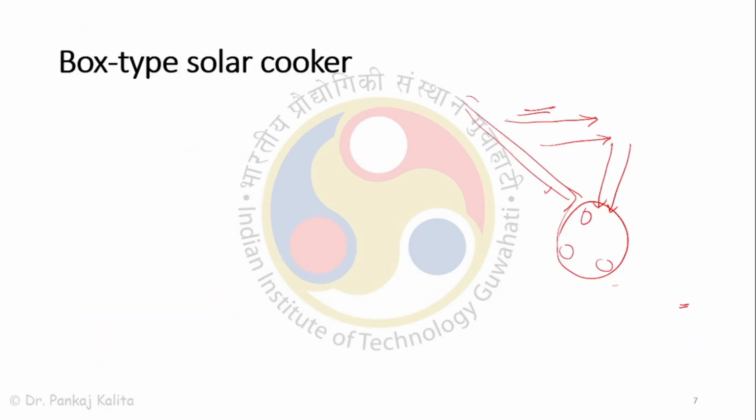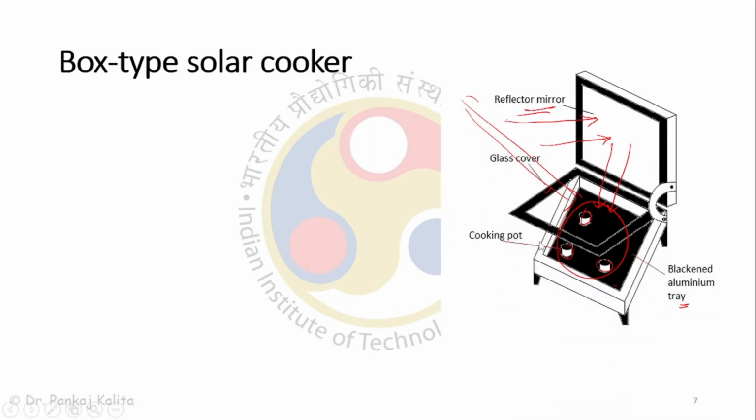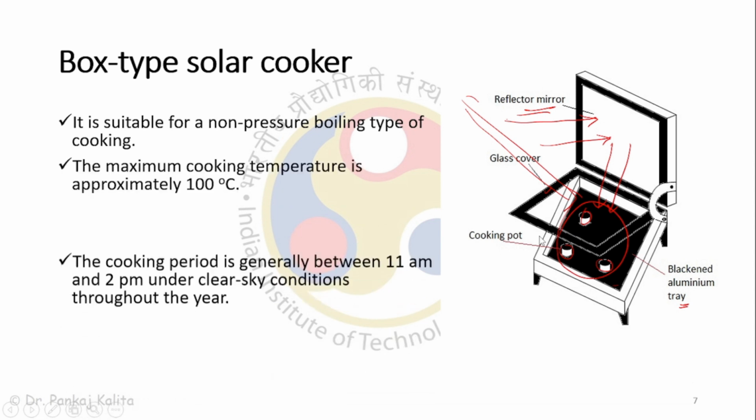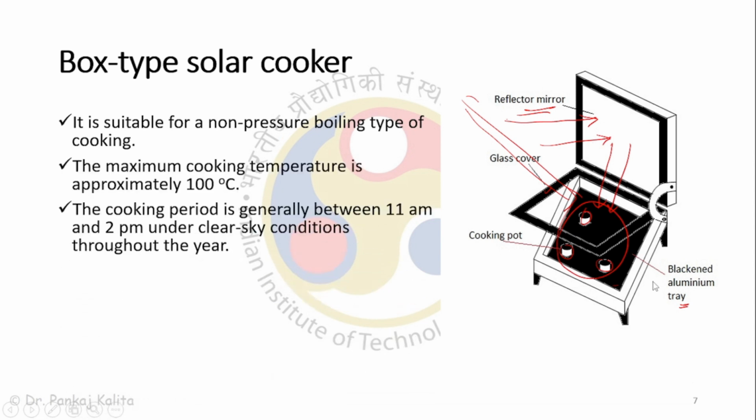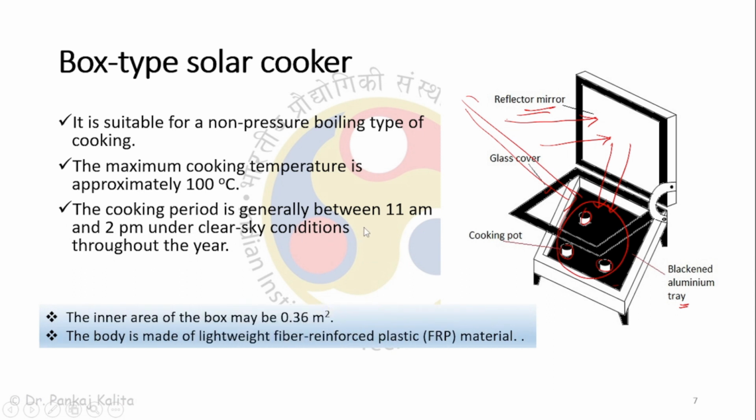So this is actually a box type solar cooker in which the rays are focused through reflector mirrors, and there is a black painted surface, so much more heat is captured that can be used for cooking. This is basically the simplest design, and the cooking period is generally between 11 a.m. and 2 p.m. These are some of the characteristics of the box type solar cooker, including the inner box area.